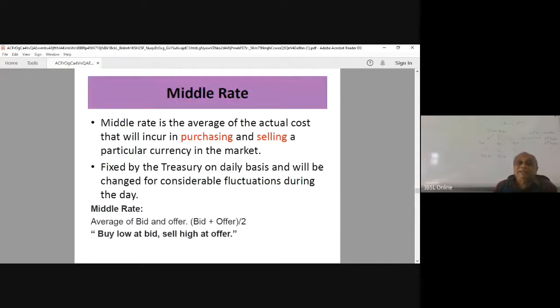Then the middle rate. The middle rate is the average of the actual cost that will be incurred in purchasing and selling a particular currency in the market. It is fixed by the Treasury on a daily basis and will be changed for considerable fluctuations during the day. Normally the Treasury fixes the middle rate, and based on it we take the spread on both sides. Middle rate is the average of bid and offer: add bid and offer and divide by two.